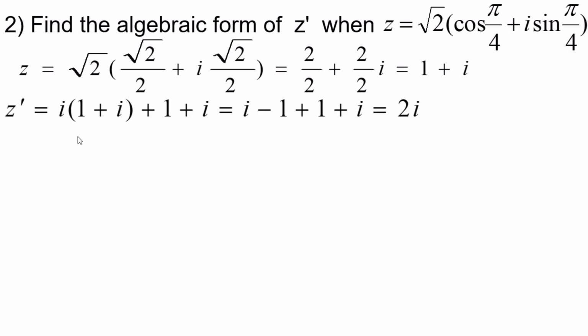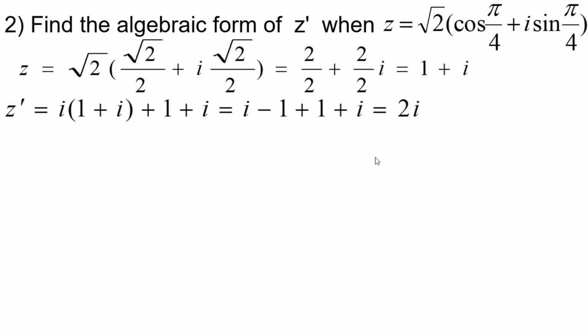Then we substitute Z equals 1 plus I in Z prime. We get Z prime equal I into 1 plus I, plus 1 plus I. This is I plus I square, minus 1 plus 1 plus I. Minus 1 plus 1 cancelled. So I plus I is 2I.